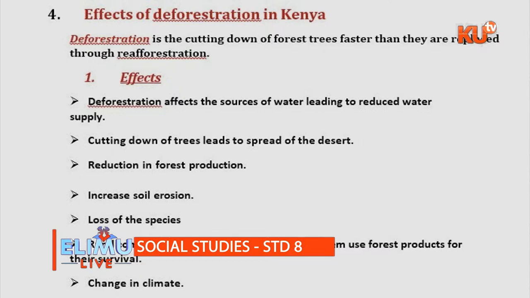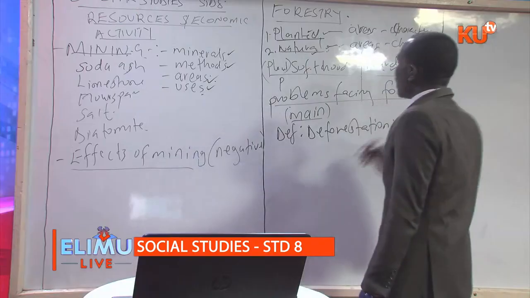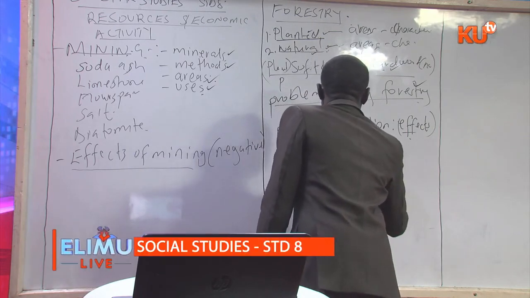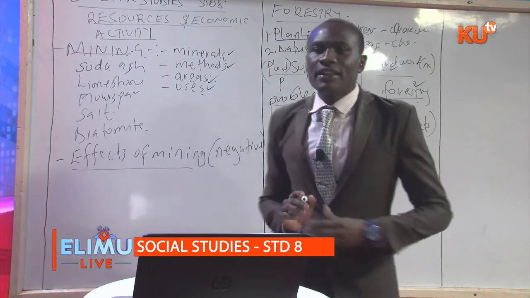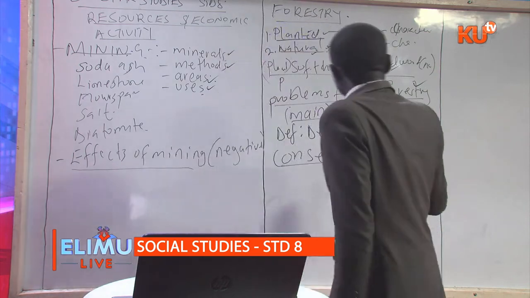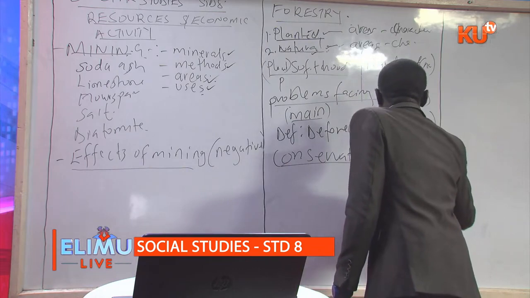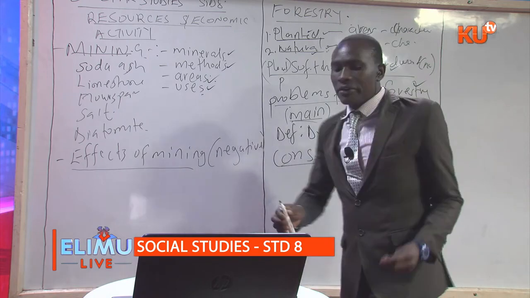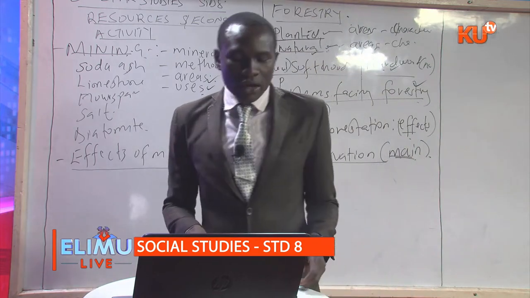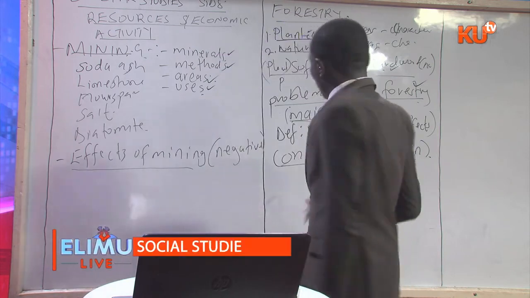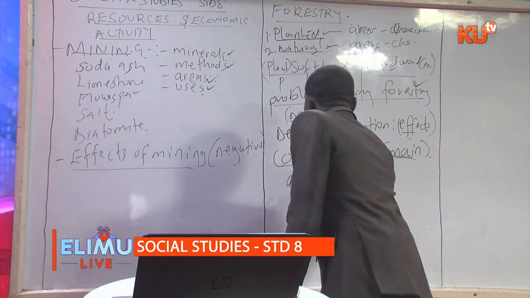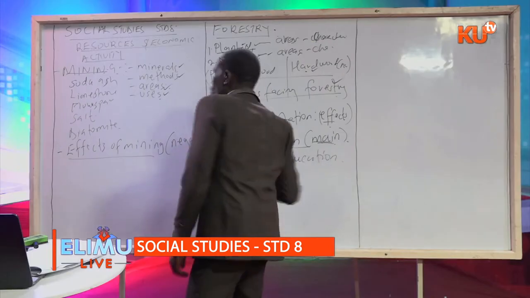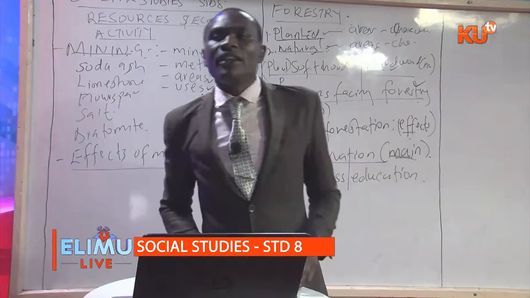Then still on forestry, we have looked at the problem, then you should also know conservation measures. How do we conserve forests? And remember, here we are still looking at the main way of conserving forests. The main way the government can help to conserve forests is to create awareness, or educating the citizens on the importance of conserving the environment.